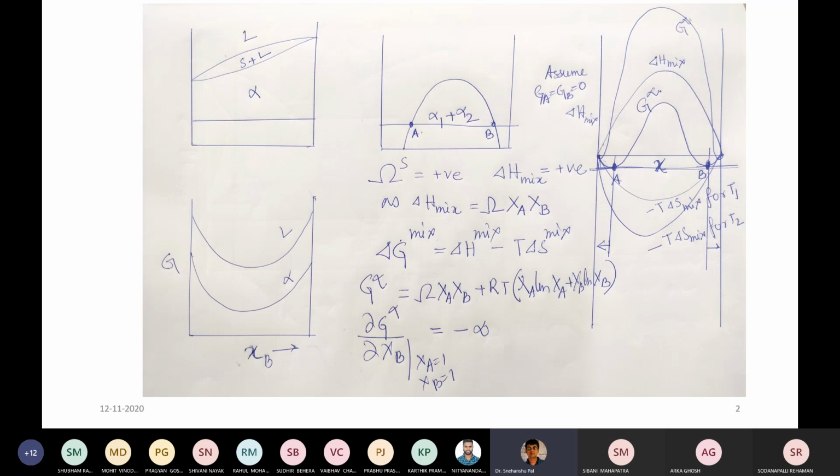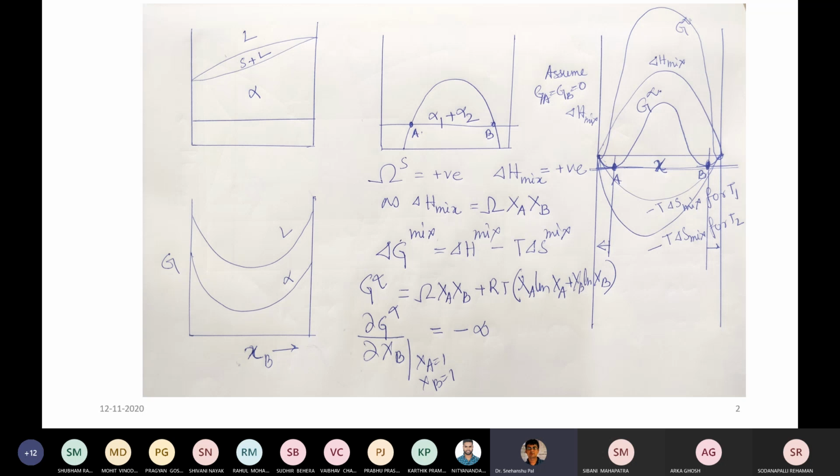Now, if it is smaller than the negative value, then what will happen? The G of mixing is still negative, so that del H mixing is still negative, and the free energy curve will have a curve downwards. Now, I have drawn that it will be like that. If you see there, the free energy curve will look like what is presented on the left side of the slide.